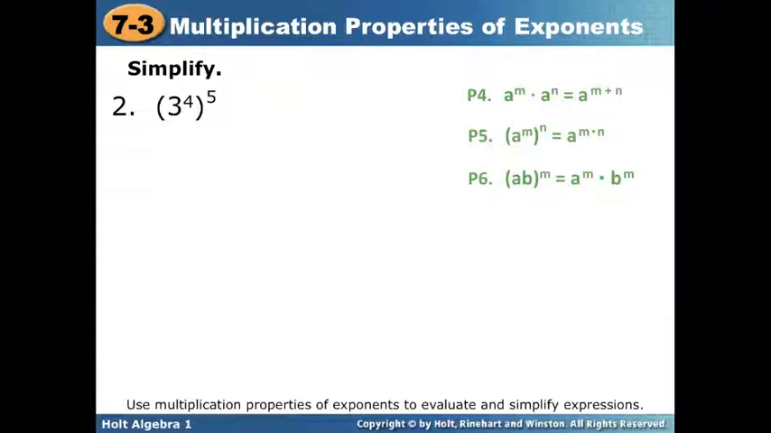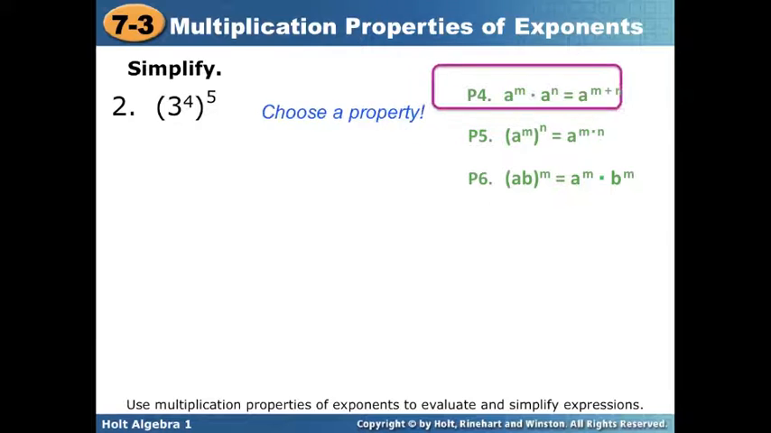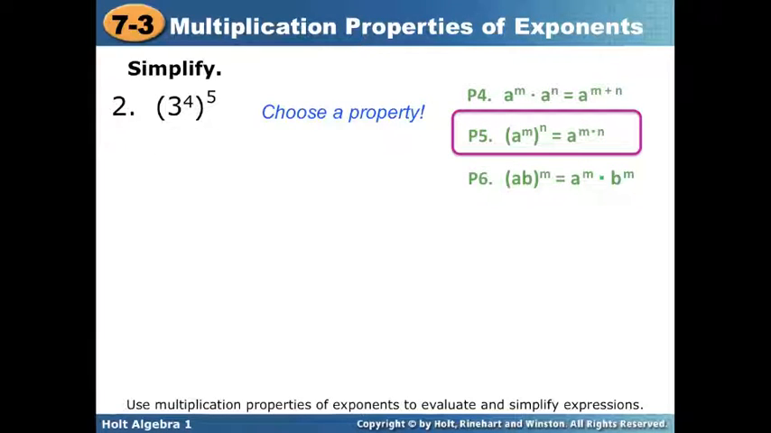Example number 2. We have 3 to the 4th raised to the 5th power. Here we have a power to a power. That is property number 5. Property number 5 says if you have a power to a power, you multiply. Notice how I'm stressing the P. Power to power, multiply. That way it'll help you remember you multiply 4 times 5 to simplify. So we have 3 to the 20th.